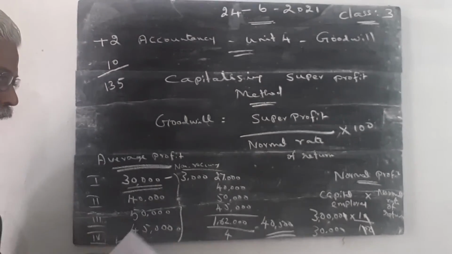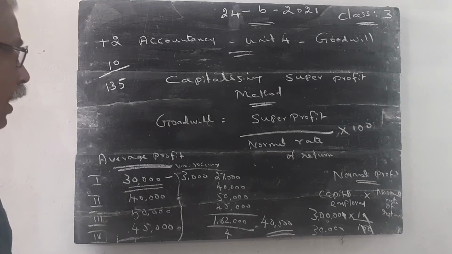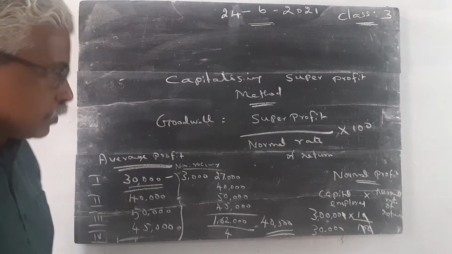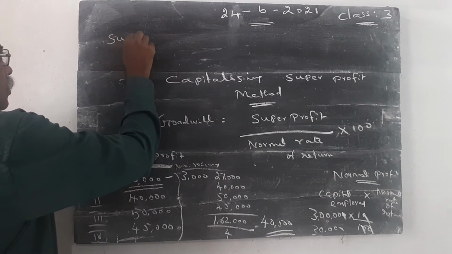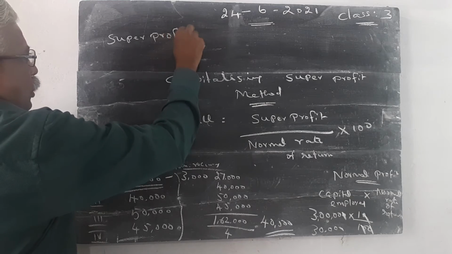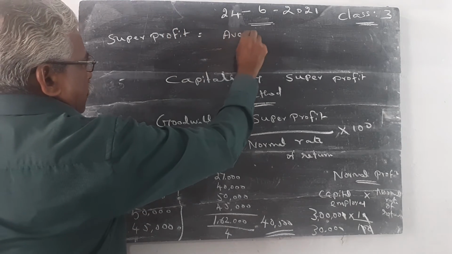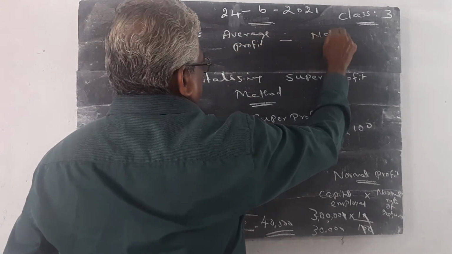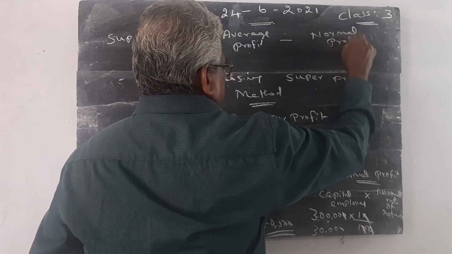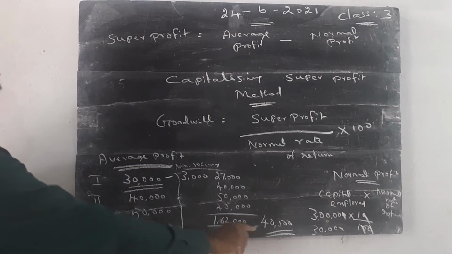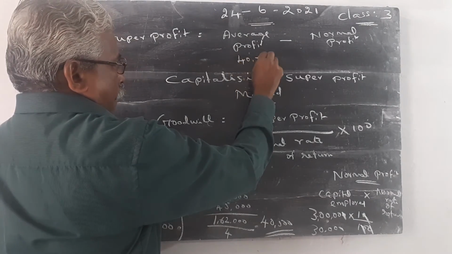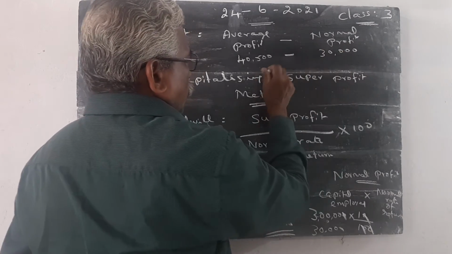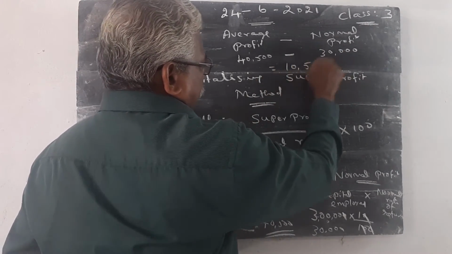Then, goodwill. First, super profit. The next line you write super profit. Super profit is equal to average profit minus normal profit. Average profit is equal to 40,500 minus normal profit is 30,000. So super profit is equal to 10,500.